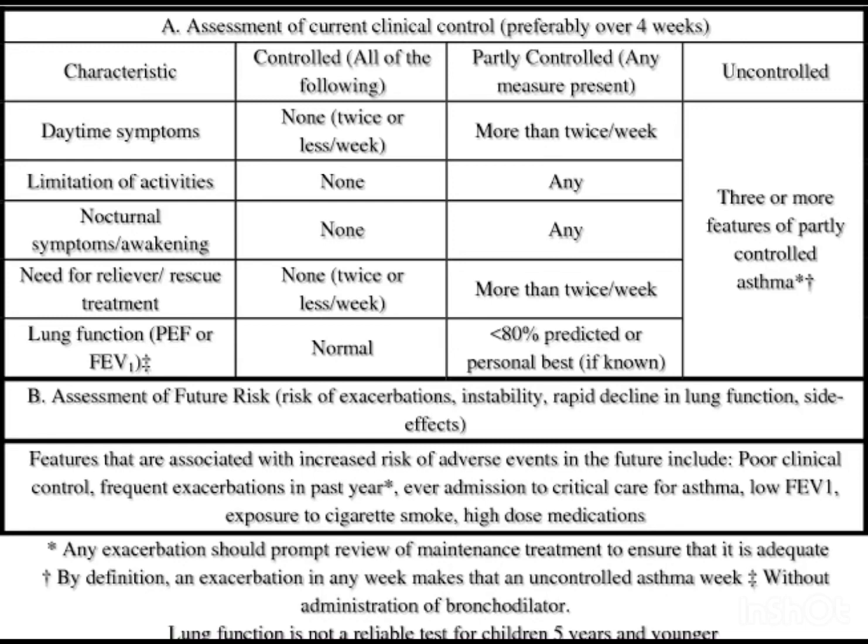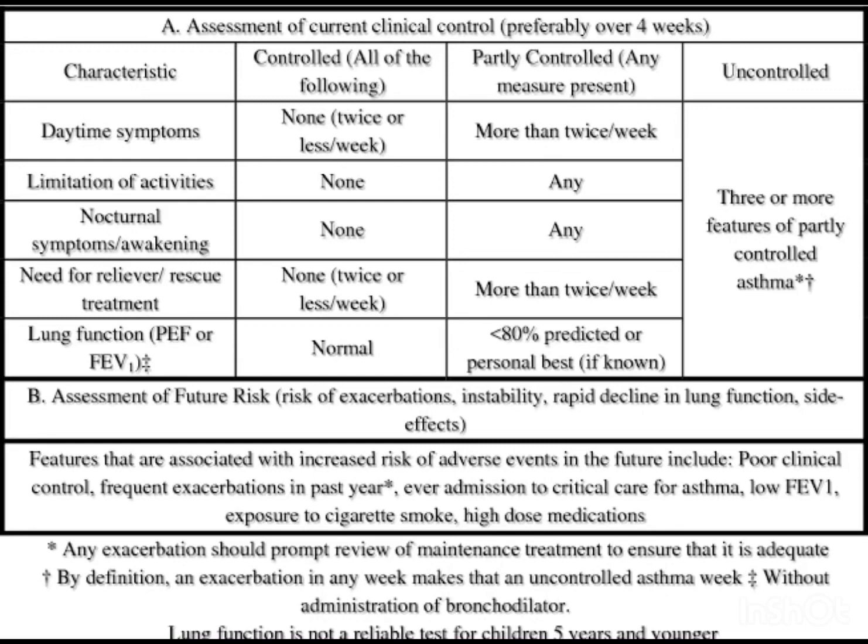When daytime symptoms are twice or less than twice per week, and the need of reliever or rescue treatment is also either none or twice or less than twice per week, while there will be no limitation in the activities, no nocturnal symptoms, and lung function test will also be normal, then we will classify it as controlled.